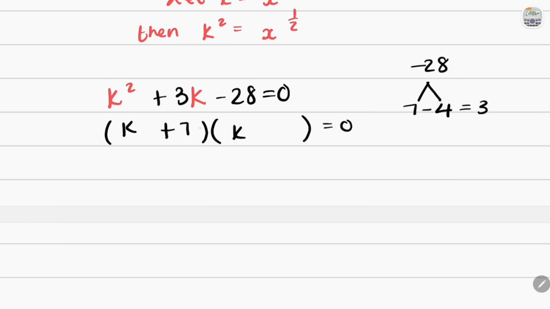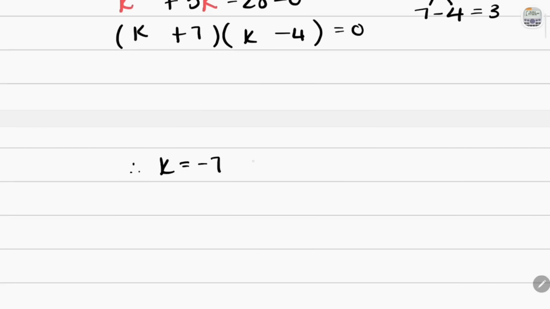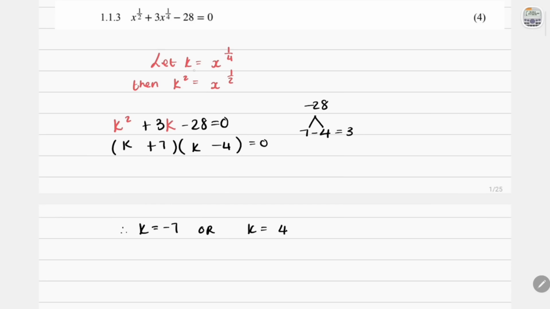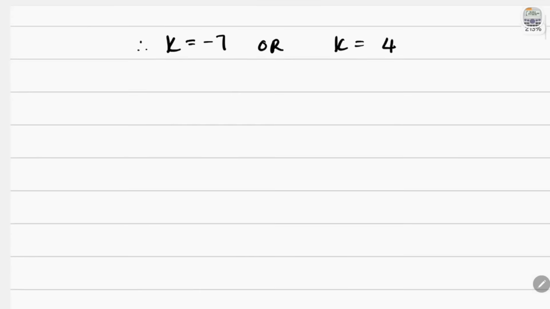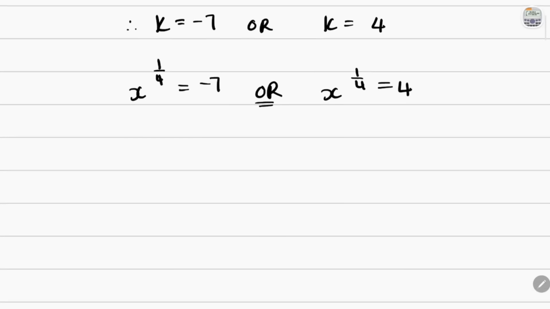So we have positive 7, negative 4. So this means that k is equal to negative 7 or k equals positive 4. So we've solved for k, we still need to solve for x. So let's go ahead and replace k back with x to the power of 1 over 4. So this is x to the power of 1 over 4 is equal to negative 7, or x to the power of 1 over 4 equals 4. And now we can finally find this.